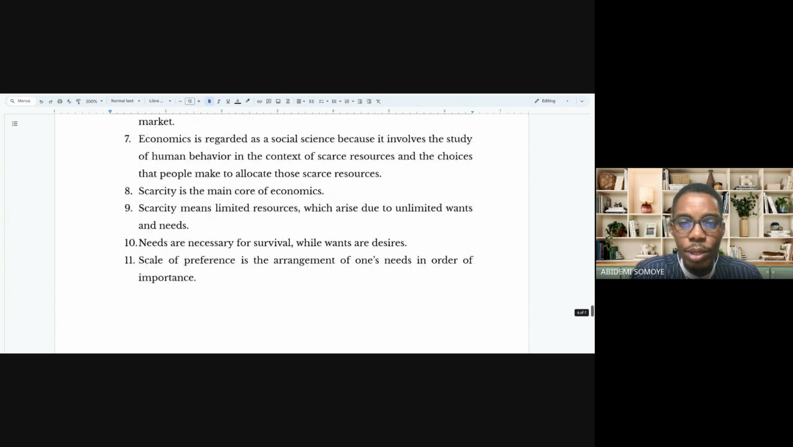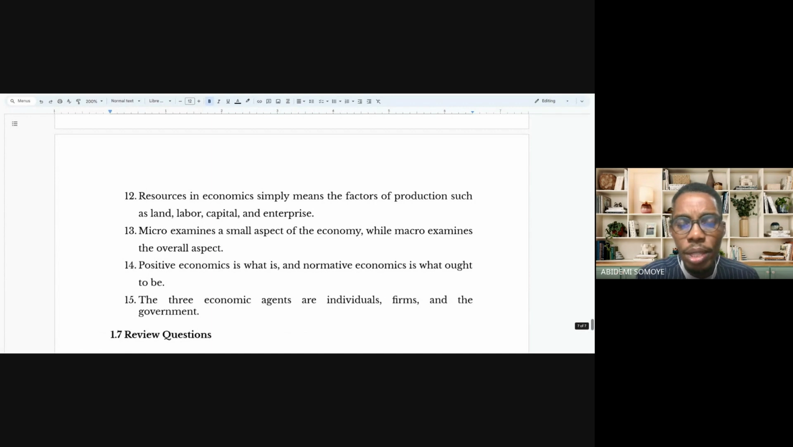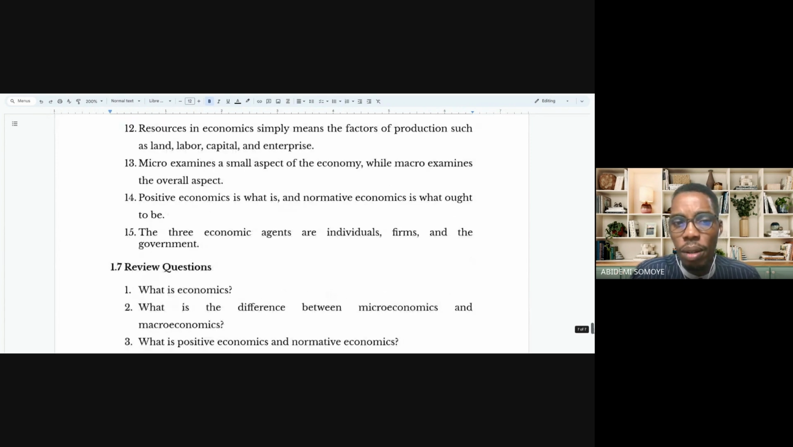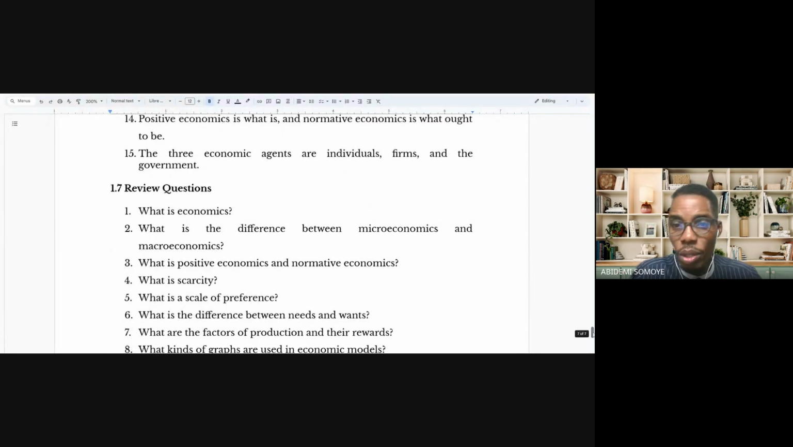Scale of preference is the arrangement of needs in order of importance. Resources in economics simply means the factors of production such as land, labor, capital, and enterprise. Micro examines a small aspect of the economy, while macro examines the overall aspect. Positive economics is what is, and normative economics is what ought to be. The three economic agents are individuals, firms, and the government. Individuals consume, firms produce, and the government creates a suitable environment where the individuals and the firms operate.